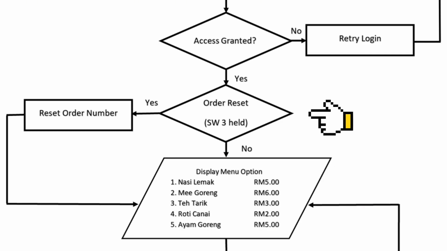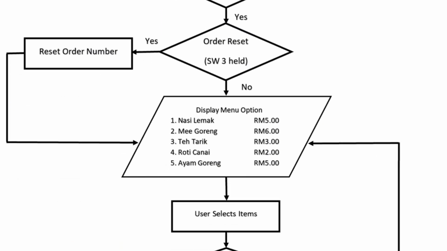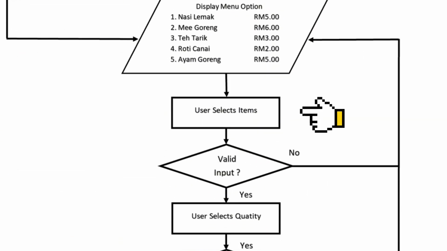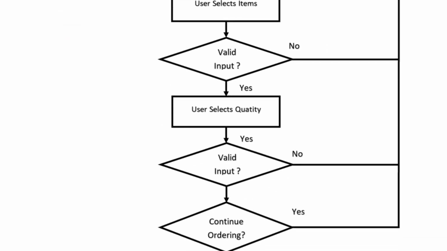Once logged in, the system proceeds to the order phase. A menu is displayed on the LCD showing each option and its price. The user selects a menu from the options by entering the corresponding number from 1 to 5. If the input is invalid, an error message is displayed and the user is prompted to reselect the menu.